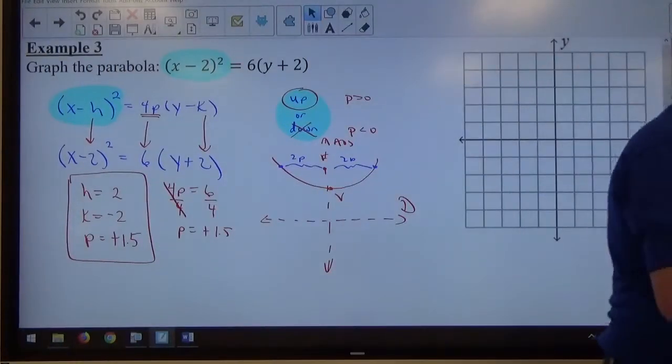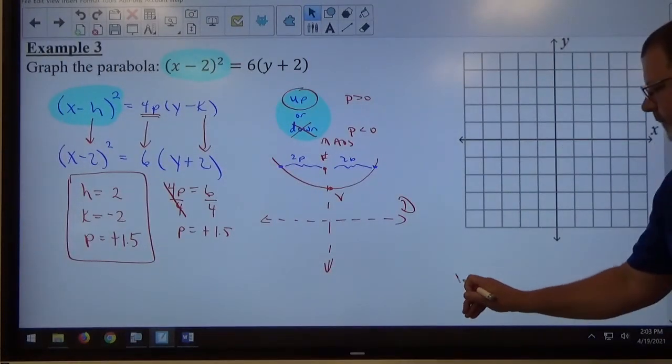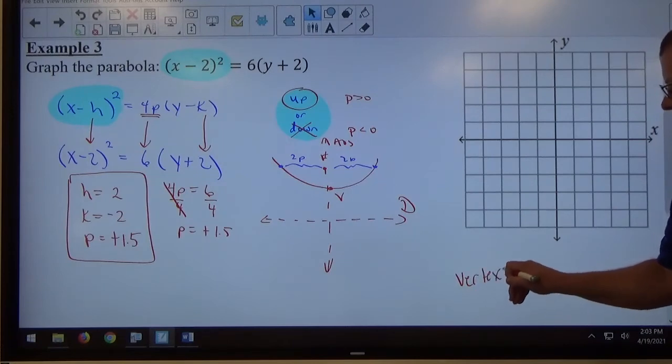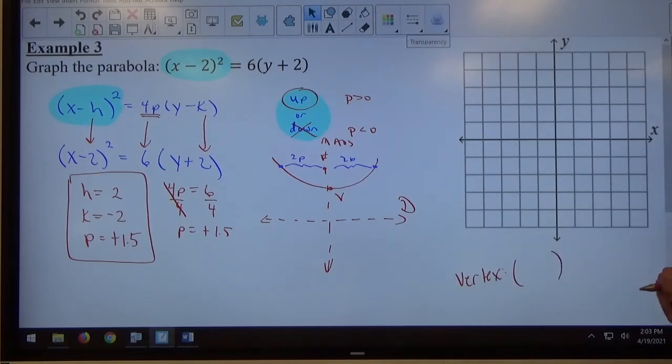The vertex is h comma k. H is 2, k is negative 2. That's my starting point. That's where everything comes off of. So I'm going to go 2 right and 2 down from the origin. I always plot points from the origin. Use the ordered pair to establish direction.